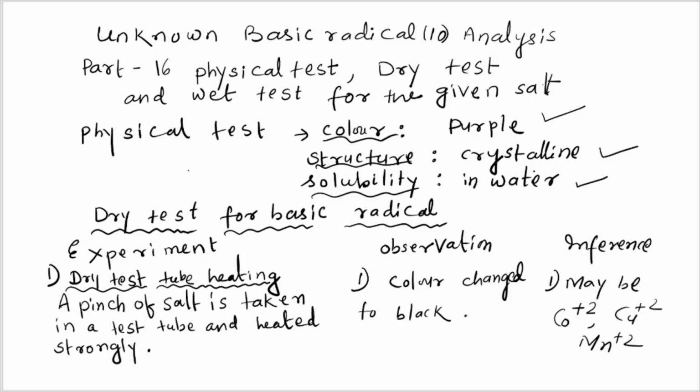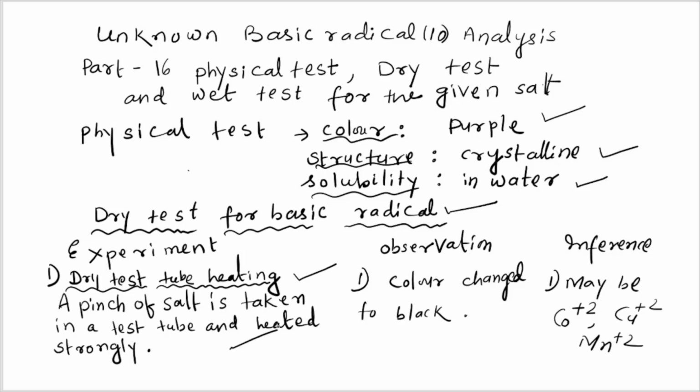Then the dry test for basic radical. I told you there are two important tests, the dry test and the wet test. In the dry test for basic radical, there are many sub-tests. First of all, we will see the dry test tube heating. In dry test tube heating, you take the salt and heat it strongly.